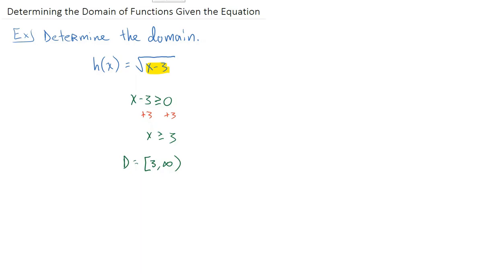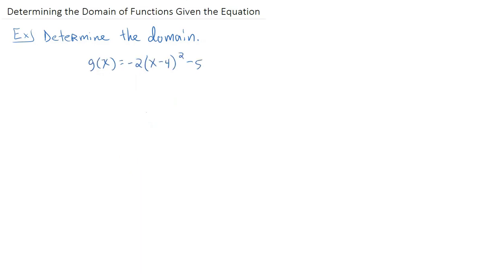Alright, let's do another example. Here we have g of x equals negative 2 times the quantity x minus 4 squared, minus 5. Again, when you're faced with these, you first want to step back and ask yourself, what kind of function is this? This is a quadratic function, which graphs out as a parabola. Are there any issues with the math here? No, x can be anything. None of the math is going to break here. Or you can think that a parabola is infinitely wide. Regardless, we can go straight to knowing that the domain is negative infinity to infinity.